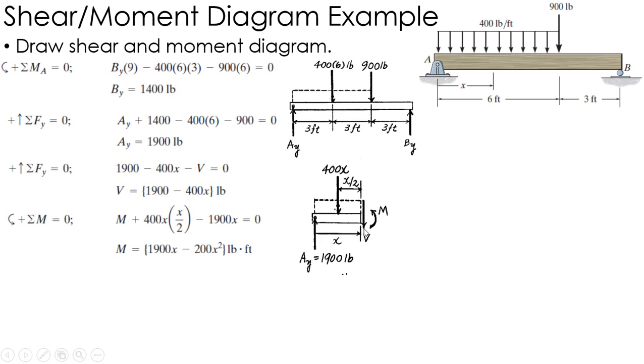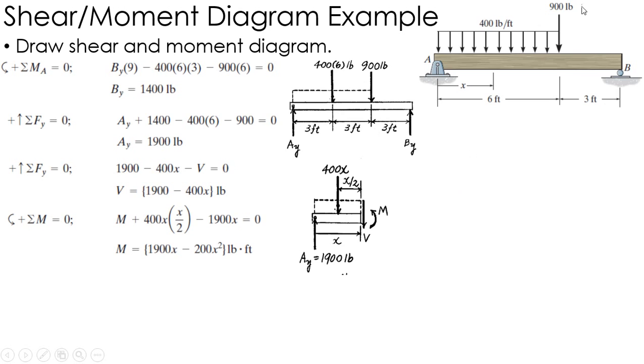Okay. Do the same thing with moments. Sum the moments about where you cut it, that way V goes away. Okay, so you get your positive bending moment, then you get a positive 400x times x over 2, that's what you have here, and then a negative x times 1900, and you get 1900x minus 200x squared when you solve for M. Now what you can realize is I take a derivative of this, I get 1900 minus 400x, which is V. So that's that check that we had talked about between V and M.